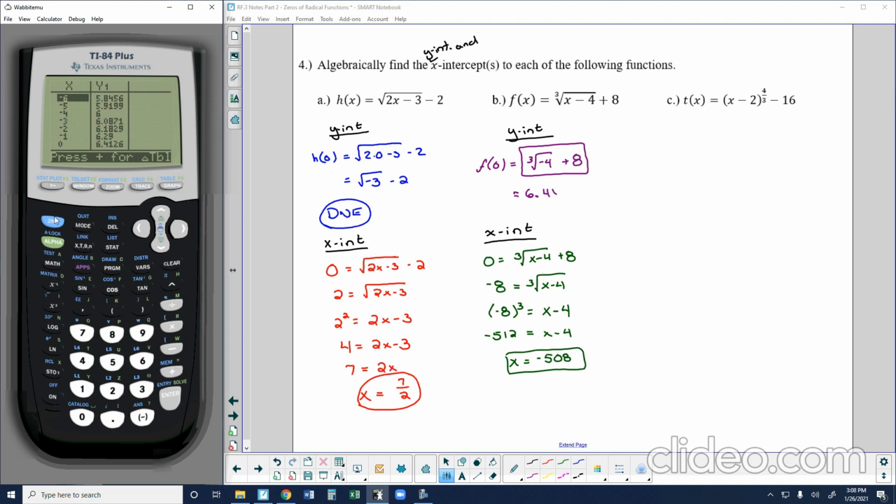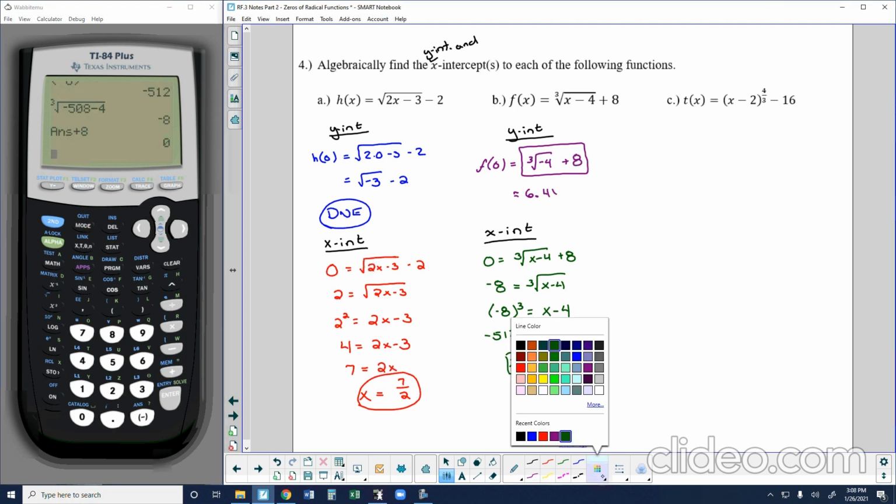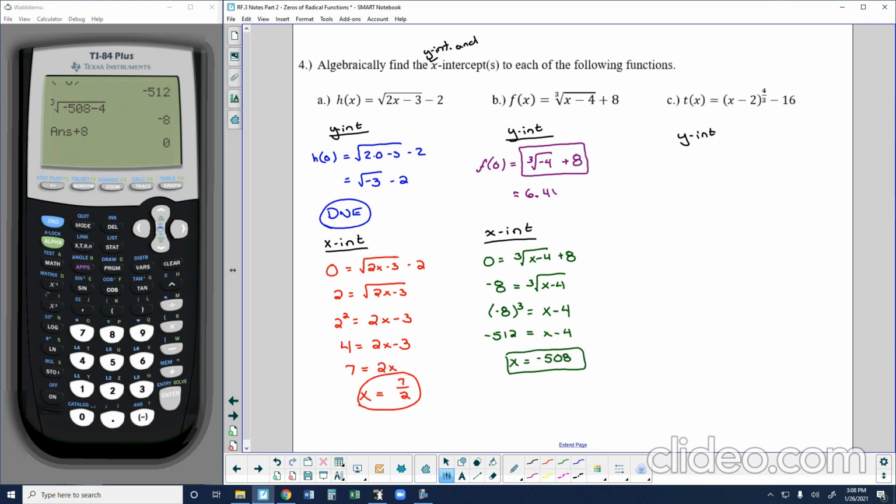Now taking a look at C, same process. So to find the y-intercept, we're going to find t of 0, or substitute in 0 for x. So this is going to be negative 2 to the 4/3 power minus 16. Let's see if negative 2 to the 4/3 power simplifies nicely. You can do that by hand, but let's just save some time and type it into the calculator. And we're going to find that it does not simplify nicely, so this is going to just be our expression. This is the exact answer.